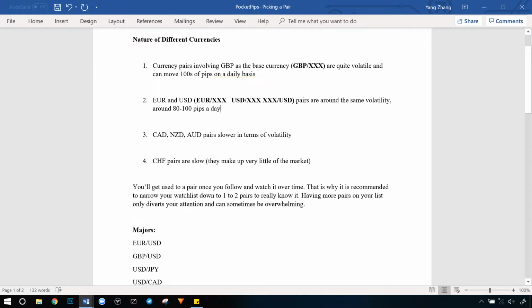Now moving on to the third group, your CAD, the New Zealand dollar, and the Australian dollar. Those pairs move quite slowly in comparison to their euro, dollar, and pound counterparts, so they are pretty much slower in volatility. And then the fourth one, the Swiss pairs, are one of the slower currencies in the market because they make up a tiny fraction of the market.